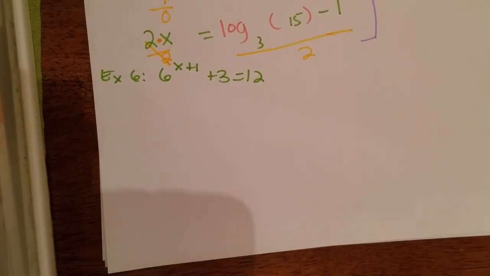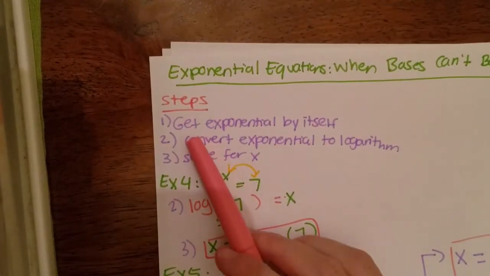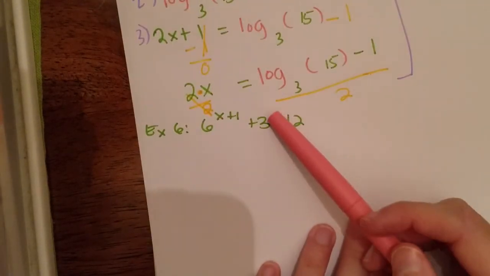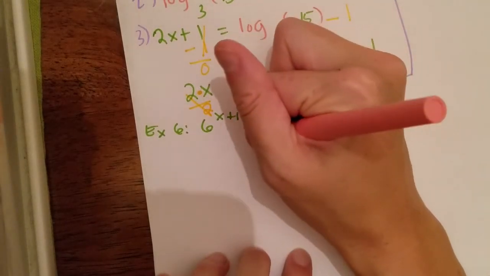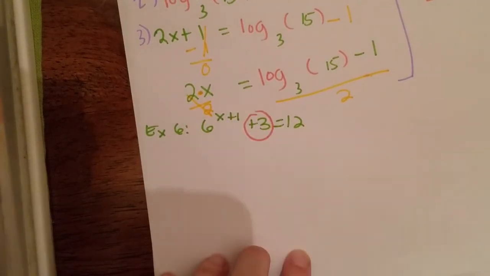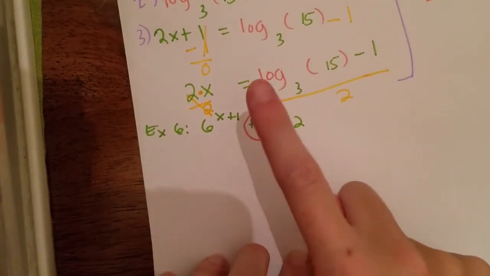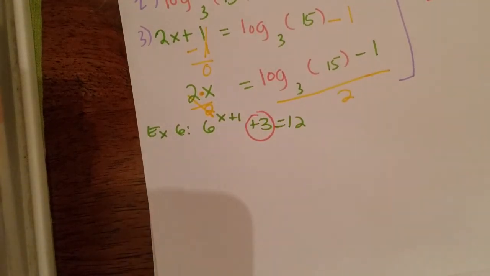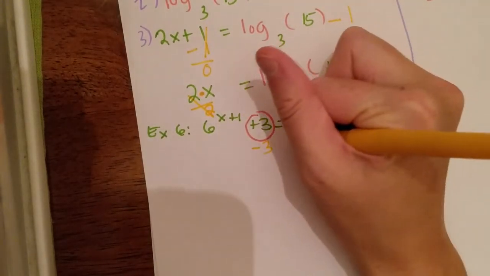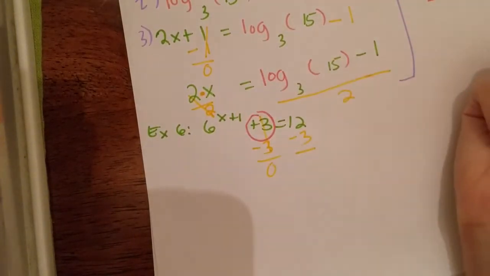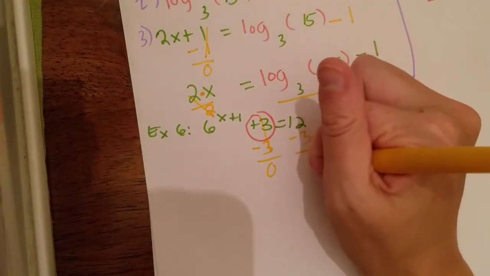Okay, so now let's look back at our steps. The first step: get the exponential by itself on one side of the equation. Currently, do you see this mysterious 3 right here? That is currently adding to my exponential, which is not allowed. I cannot convert this into a log until that is dealt with. My exponential has to be completely by itself before I convert to a log. So I'm going to start by subtracting that 3 from both sides. 3 minus 3 is 0, cancels out, and 12 minus 3 will give me 9.